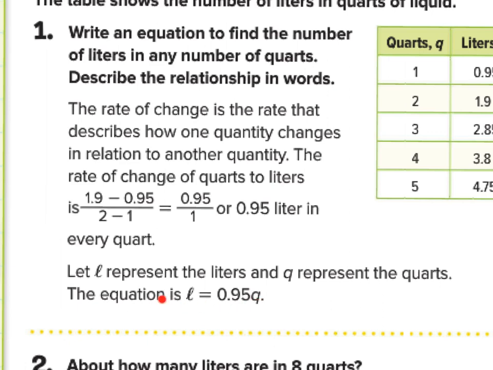Okay, and our equation is going to look like this. Liters is equal to 0.95 quarts. This is what a liter is in quarts. You can say 95% of a quart is a liter, or 0.95 decimal times any number of quarts will give you your number of liters.